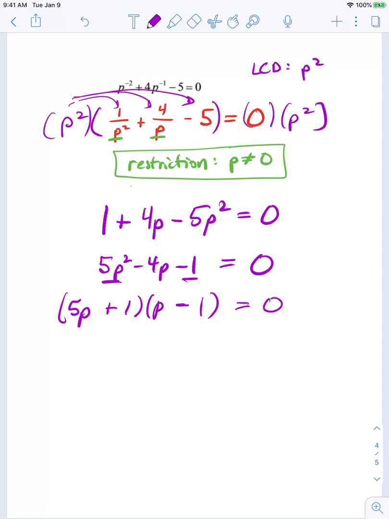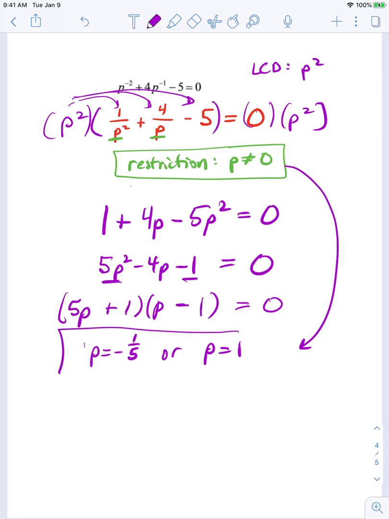All right, so solve each of these. I get p equals negative 1/5 here, or p equals 1. And again, those are not restricted from my domain, which means they are both possible solutions.